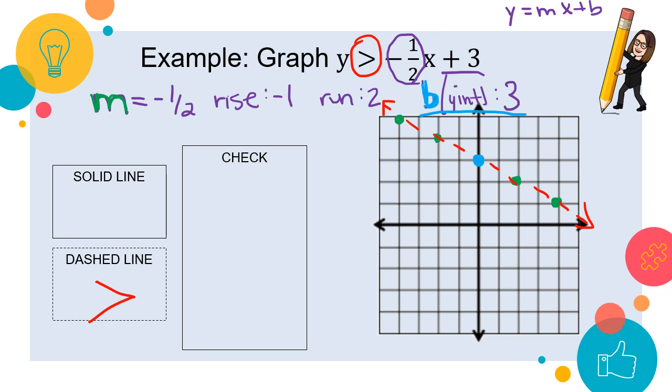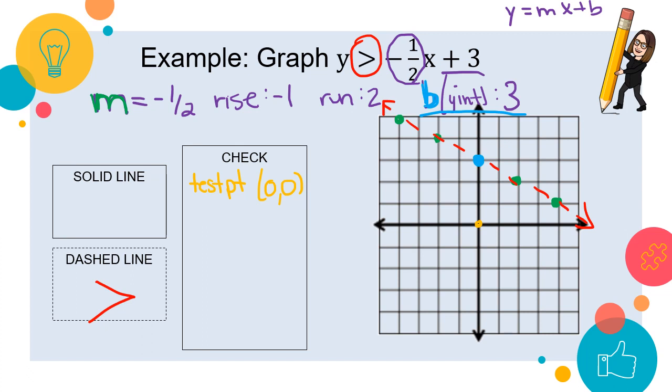I'm either going to shade this little area above the line or all below the line. So here's where I got to do some work, okay? So we're going to use what's called a test point. The easiest test point to use, if you can, is 0, 0. Why? Because calculations are always easier if you use 0. You can use any point in the whole world, but 0, 0 is going to be your friend.